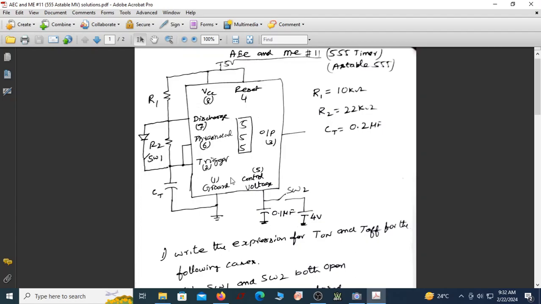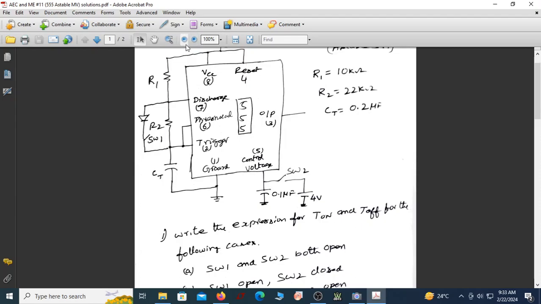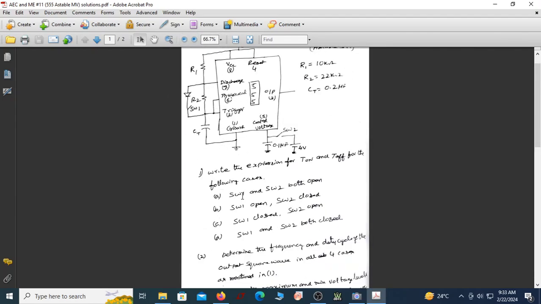When I say cases, there are two switches, SW1 and SW2. The possible cases are: in the first case both switches are open. Of course we have the other three combinations: open open, open close, close open, and close close. Let us try to understand what is the effect of these switches, when open or closed, on the on time and off time.